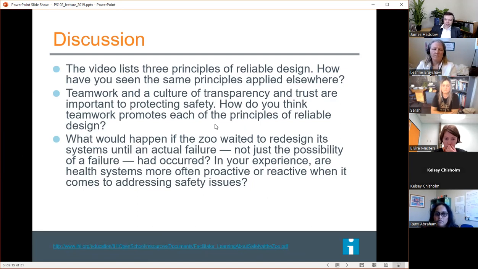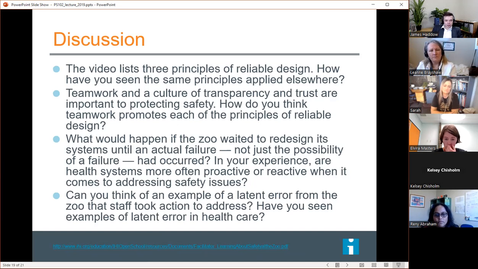Okay. And last one to finish off the day, can you think of an example of a latent error from the zoo that staff took action to address? A latent error is something that's in the background that could contribute, but has not directly contributed to something.